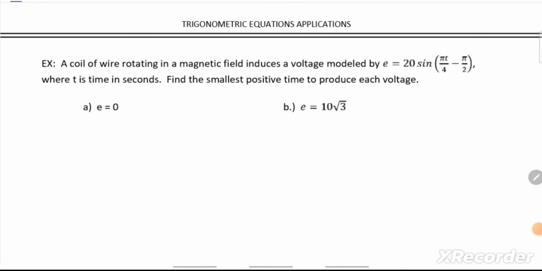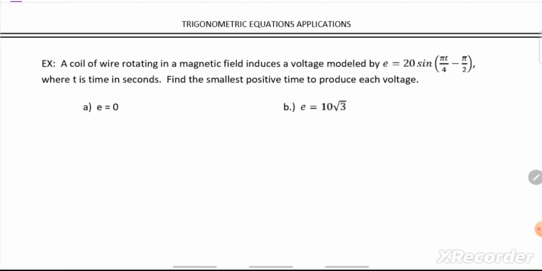In this video, I'm going to solve a couple of applications involving trigonometric equations. A coil of wire rotating in a magnetic field induces a voltage modeled by the equation E equals 20 times sine of pi over 4t minus pi over 2, where t is time in seconds. We want to find the smallest positive time to produce each voltage.